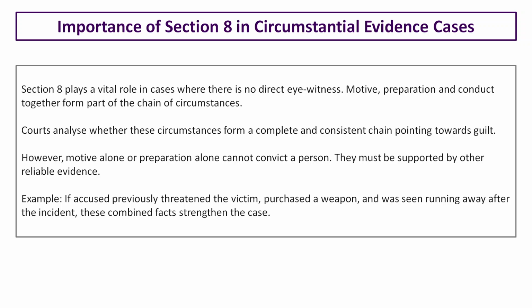However, we must clearly remember one principle: motive alone cannot convict a person, preparation alone cannot convict, conduct alone cannot convict. These facts must be supported by other reliable evidence. The chain of circumstances must be complete and consistent. For example, suppose the accused had earlier threatened the victim, that shows motive. Then he purchased a weapon, that shows preparation. After the incident, he was seen running away and hiding the weapon, that shows conduct. When all these three facts are combined with the medical and forensic evidence, they create a strong chain pointing towards the guilt.